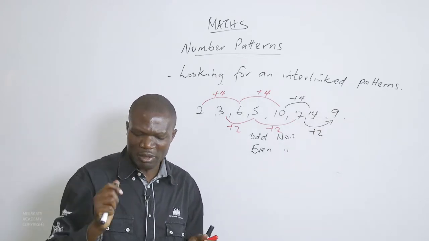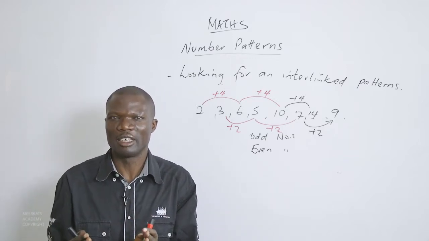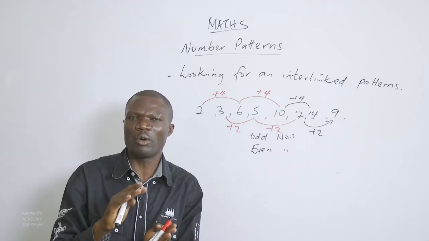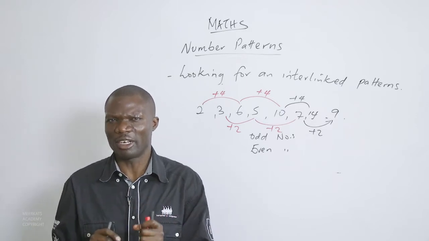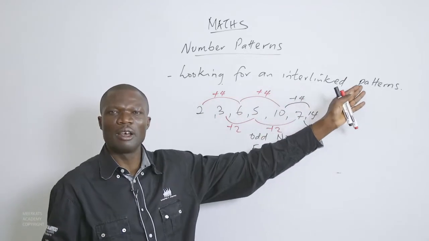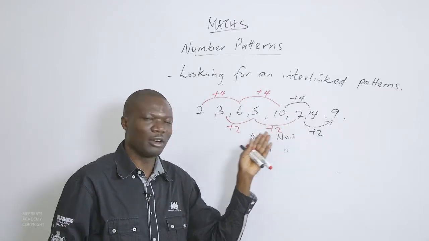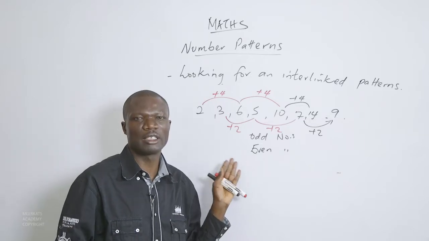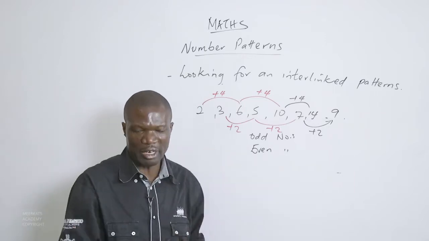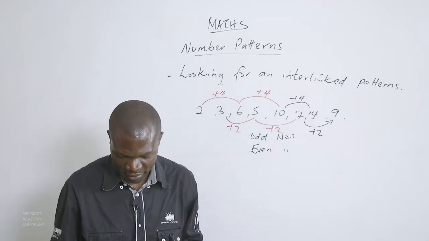So it doesn't matter how a number pattern looks. The very important thing is you look for a way out and develop the relationship. Find what links. That's why we are calling it an interlinked pattern. And here we are. This pattern here is interlinked by the odd numbers, and it is also linked by the even numbers. That is why we have it like that, looking for an interlinked pattern.